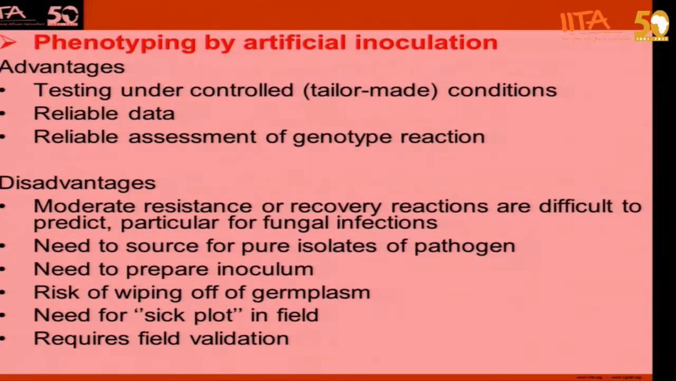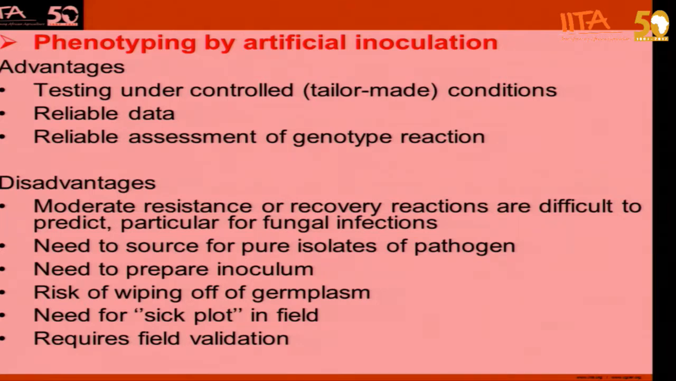We can phenotype in 2 main ways: by artificial inoculation or by natural field exposure. Both have their pros and cons. The advantages of phenotyping by artificial inoculation include the fact that you can test under controlled conditions. You can control your conditions by yourself, you can await very reliable data, and you can assess your genotype reaction very well. However, the disadvantages include the fact that moderate resistant or recovery reactions are difficult to predict, particularly when dealing with fungal infections.